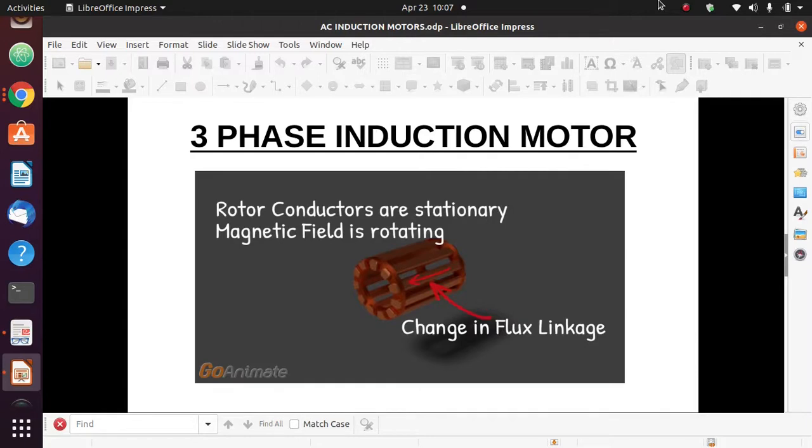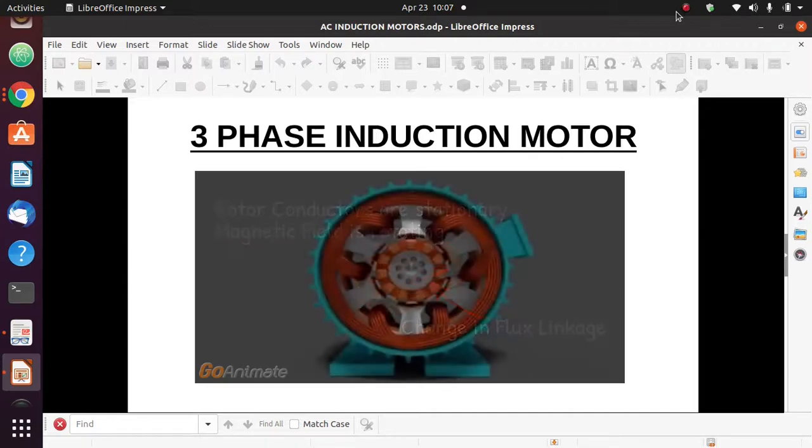Whenever this current starts flowing through the conductor, it reacts with the magnetic field. Again, as we know, a current carrying conductor inside a magnetic field experiences a mechanical force. Hence, here a mechanical force will be experienced by the rotor conductors. Due to this force, the rotor will start rotating inside the stator, and the rotor will try to achieve the speed of the rotating magnetic field.